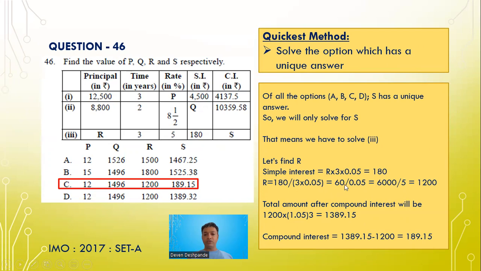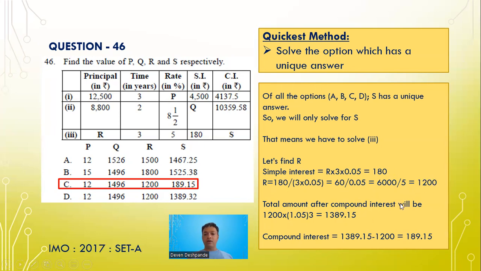3 into 0.05. So 180 upon 3 is 60, divided by 0.05. So it will be 6,000 upon 5, because if you multiply this whole thing by 100, 60 into 100 is 6,000, and 0.05 into 100 is 5. 6,000 upon 5 is 1,200.